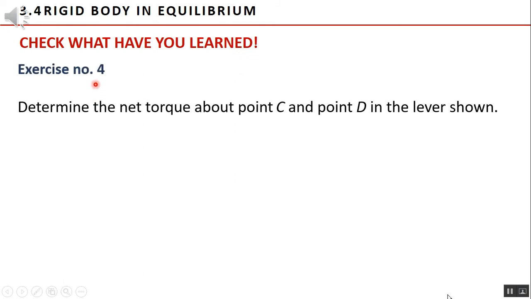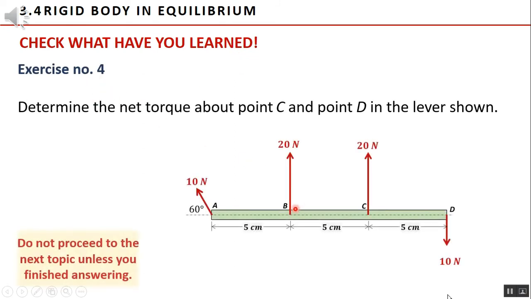Now, let us check what you have learned. Exercise number 4: determine the net torque about point C and point D in the lever shown below. Good luck.